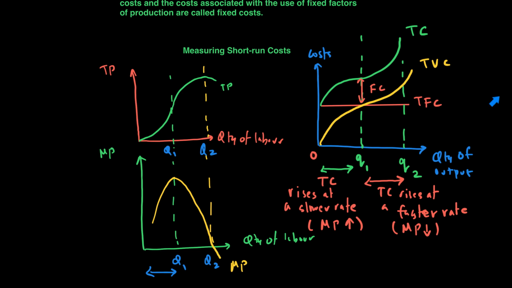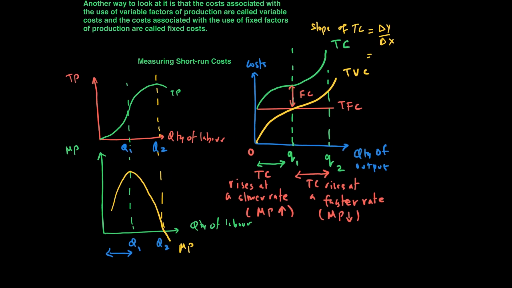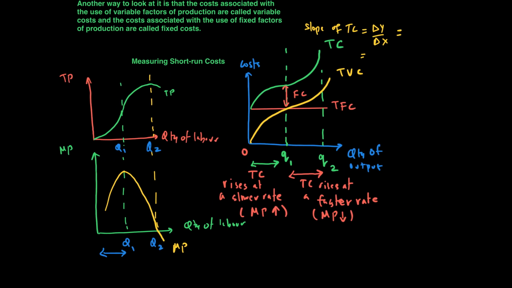So for example, the slope of total cost will be change in y over change in x, which is basically simply your change in TC over change in quantity of output we're looking at, which is simply what we call our marginal cost. Marginal cost is the cost of producing an extra unit, and it's an important curve to understand.